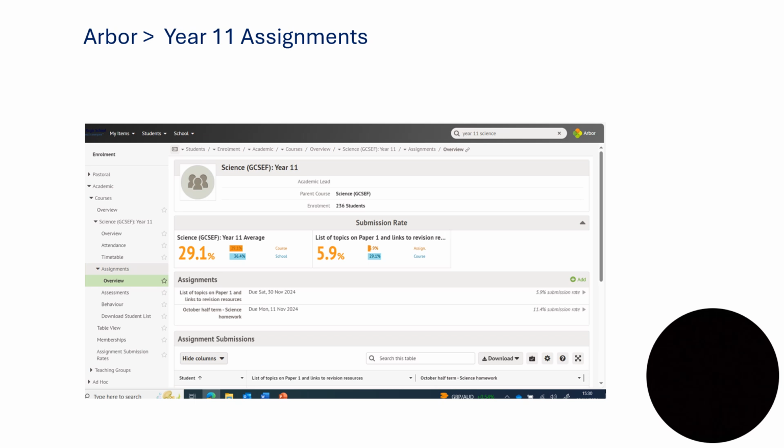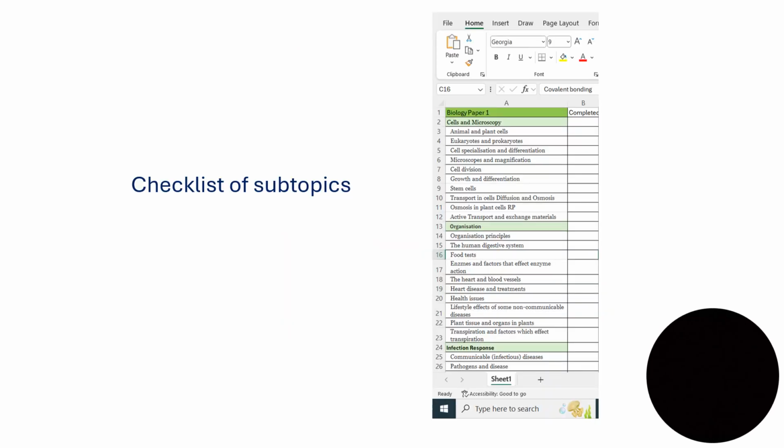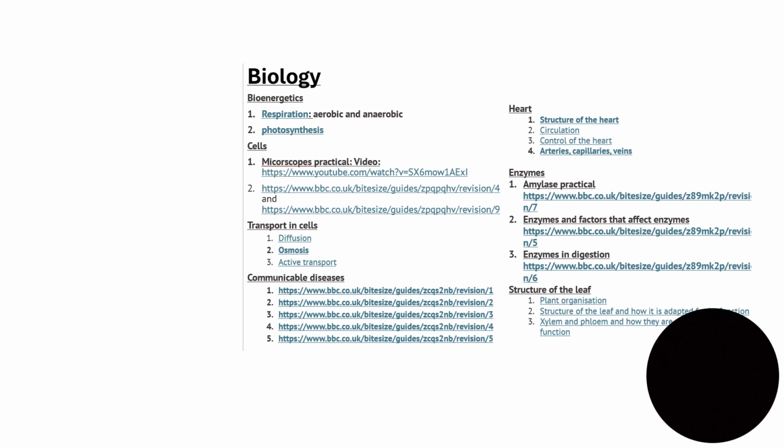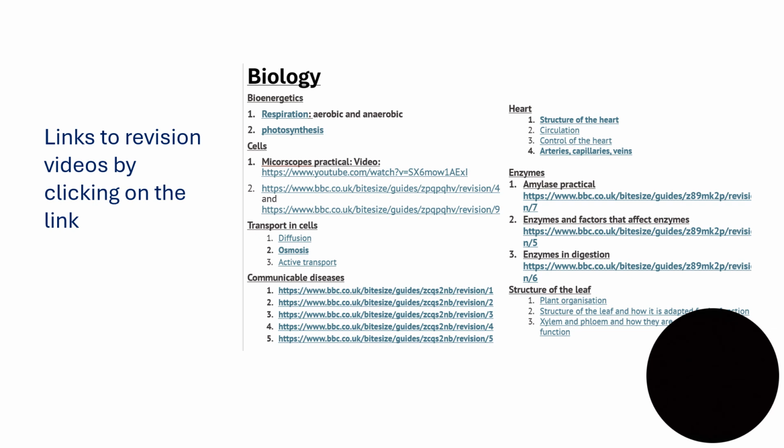If you look in your Arbor on your assignment, you'll find an assignment that was set from me before half term. On there, it includes the list of topics that's on Biology Paper 1, which you can see here on this slide. It also gives you a column to tick off and you can rate them whether you're confident or not very confident on any of those subtopics. And also it includes a PowerPoint with links to individual revision videos that you can then just click on and it will take you straight to that subtopic.